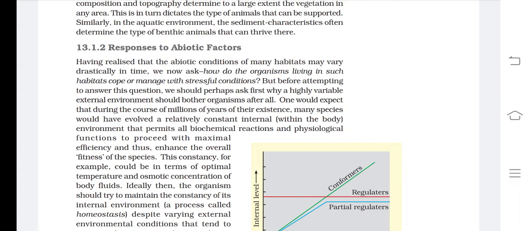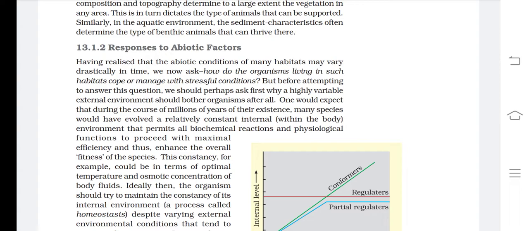Okay, so response to what? Response to abiotic factors. So in this question we will learn how different types of living organisms are able to give different types of answers, different types of reactions, different types of responses to the changing abiotic factors.